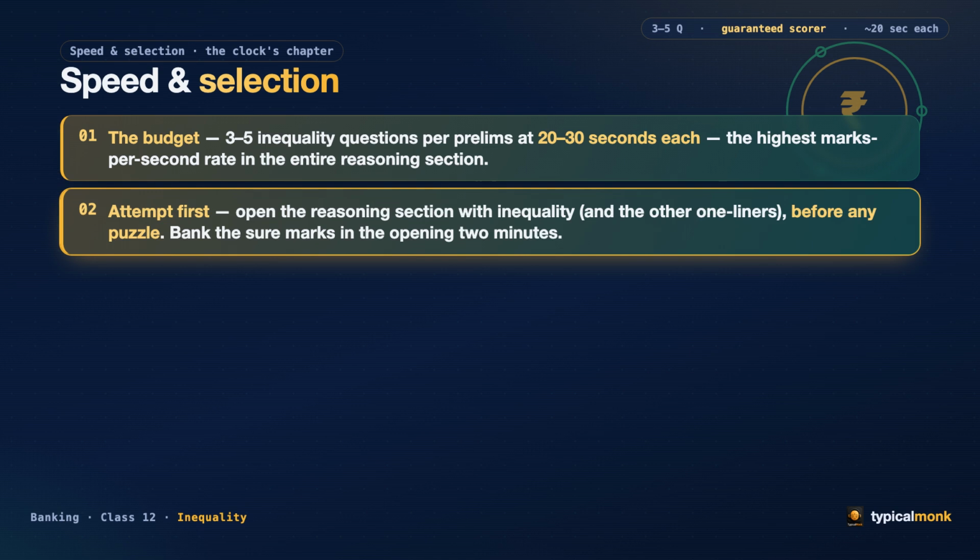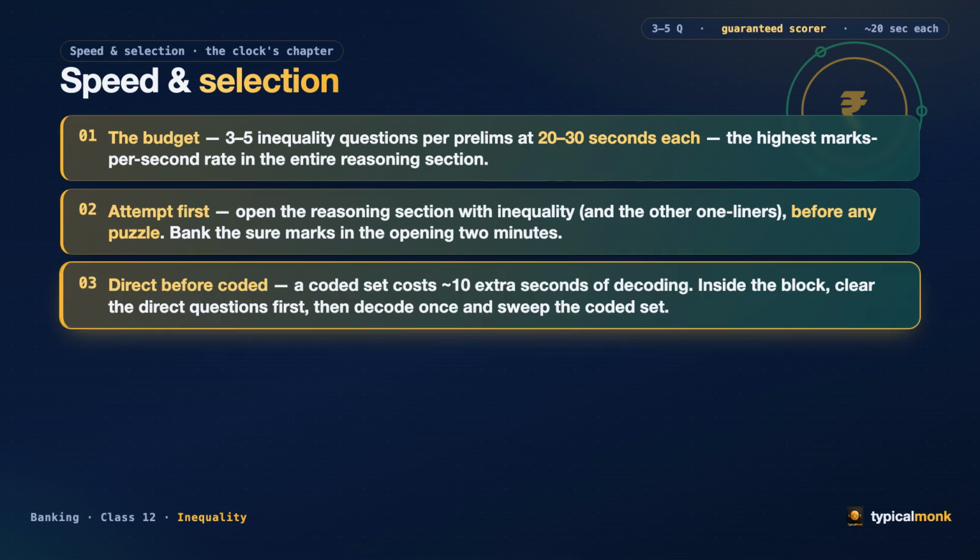Second, attempt first. The moment the reasoning section opens, take inequality and the other one-liners first, before any puzzle. Bank the sure marks in the opening 2 minutes. Third, direct before coded. A coded set demands roughly 10 extra seconds of decoding. So, inside the block, clear the direct questions first, then decode once and sweep the whole coded set.